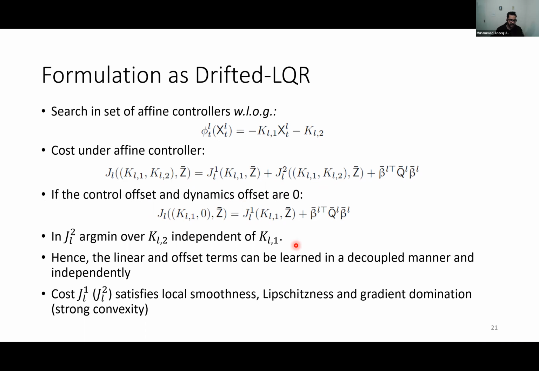The second interesting part is that for the second part of the cost, if we take the argmin over K_L^2, which is the offset of the controller, that is independent of the linear part. So combining these two pieces of information, the linear and offset terms can be learned in a decoupled manner and independently. And a bit more information about the cost functions: the first cost function satisfies local smoothness, Lipschitzness, and gradient domination. And the second cost function satisfies local smoothness, Lipschitzness, and strong convexity.